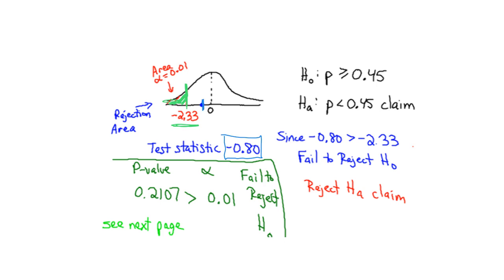That is not in the rejection area. It is outside of the rejection area. Therefore, we are going to fail to reject the null hypothesis.